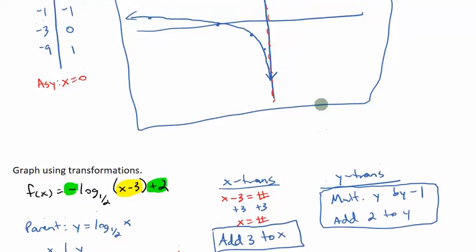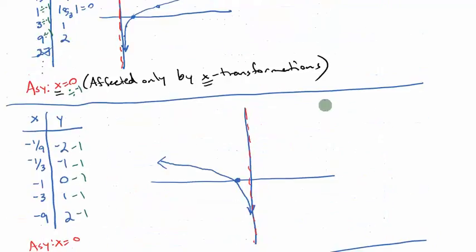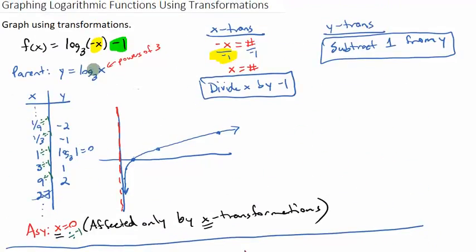So that's how you graph logarithms using transformations. The parent function is your log of x. Make sure your base is included in there. Your x transformations happen inside the argument, which is what you're taking the log of, and your y transformations happen outside of the log.